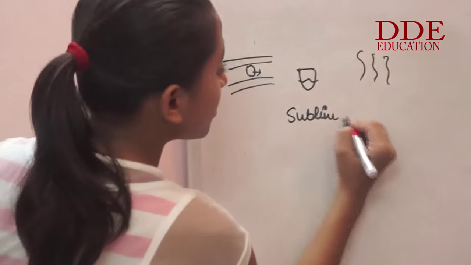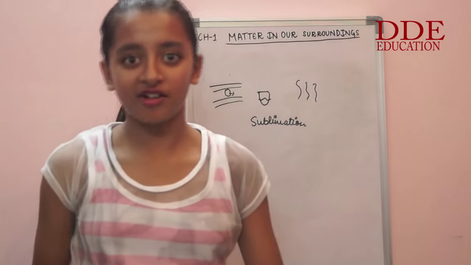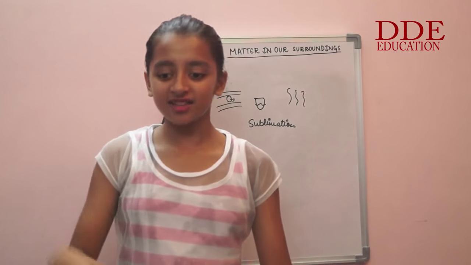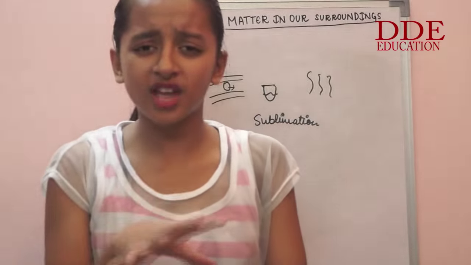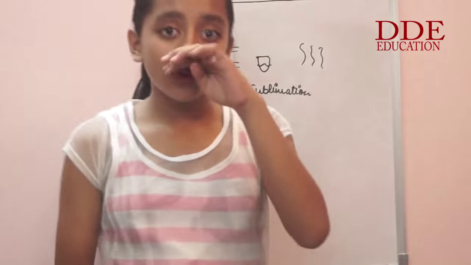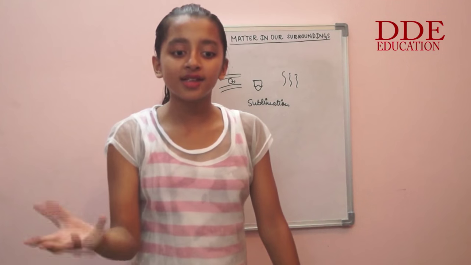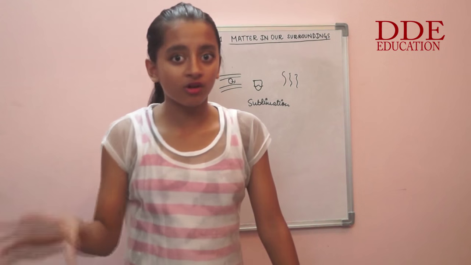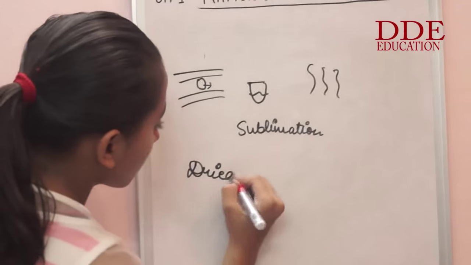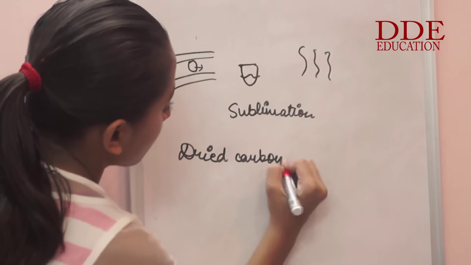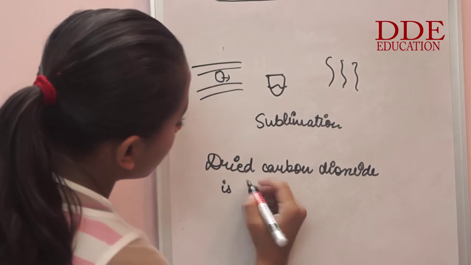There are other examples of sublimation too. You must have seen your favorite band One Direction perform at a concert, and something like smoke was going on the stage. You must have wondered what that smoke was about. That was when they were putting some dry ice on the stage, the dry ice quickly converted into gas and was forming that smoke around the stage. The dried carbon dioxide is called dry ice.